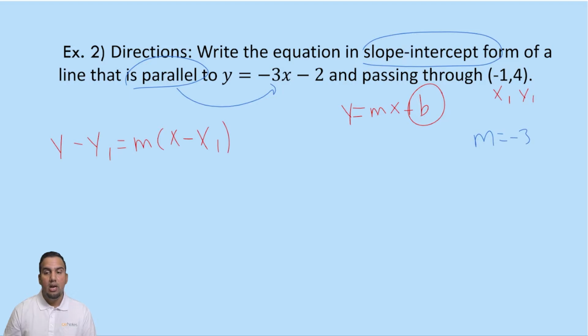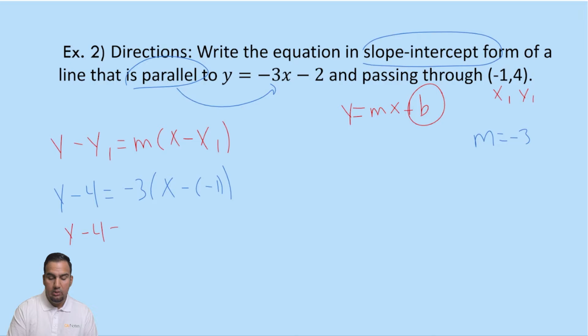So what am I going to do? I now have a random point and I now have a slope. So I'm going to go ahead and plug it in. Y minus 4 is equal to my slope, which is -3, x minus, and don't forget that your x1 is going to be -1. So now you have a double negative. So what does a double negative do? It turns into a positive. So my next answer is going to be y minus 4 is equal to -3 parentheses x plus 1.